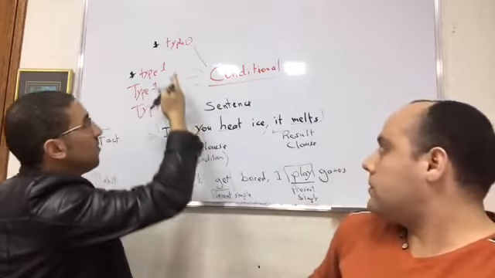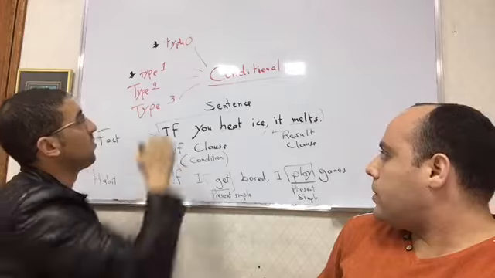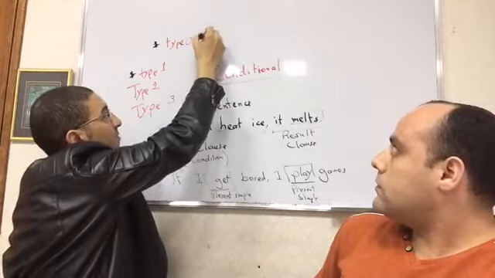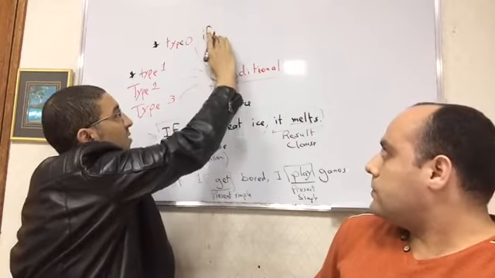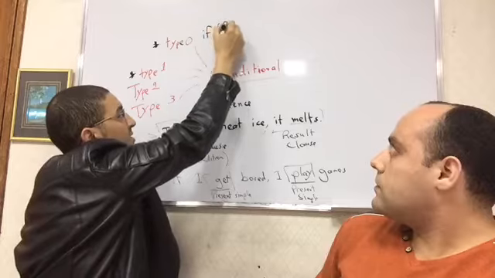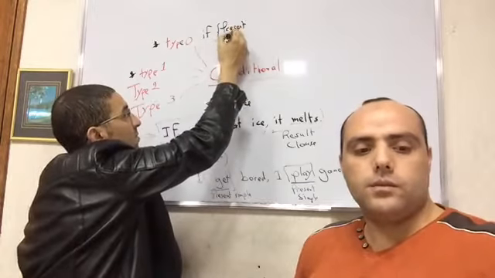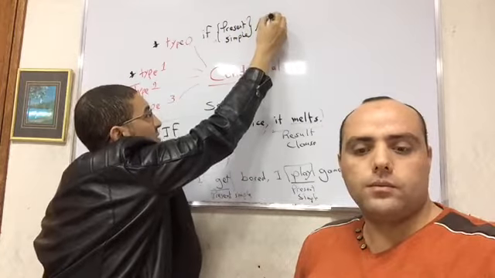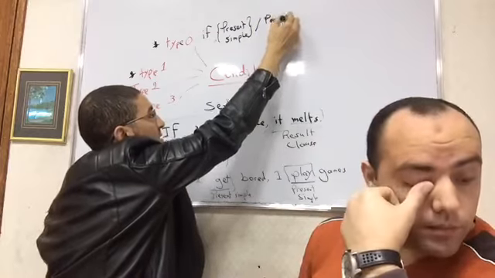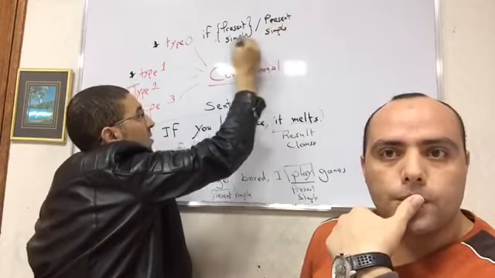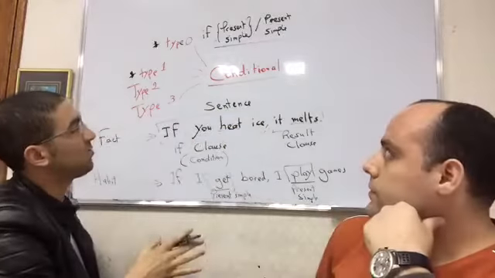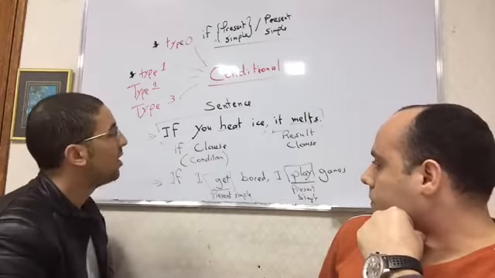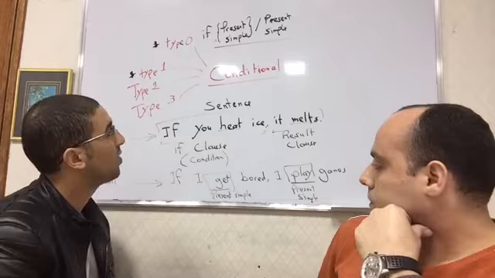From here we can draw the rule for type 0. Type 0, we have if, and we have the present simple here: if, present simple. And in the result clause, we have the present simple as well. So this is conditional type 0, and we talked about if, present simple, whether it is a fact or something that always happens or is always true.